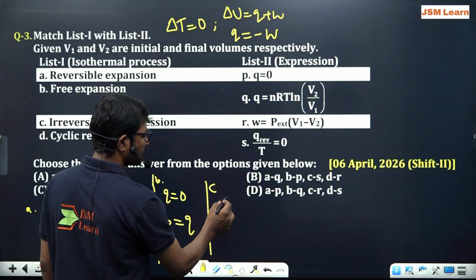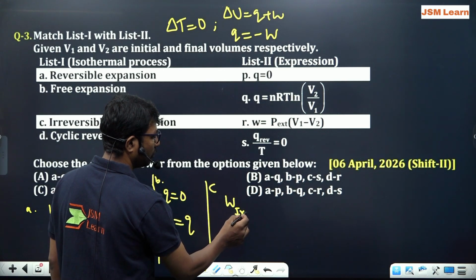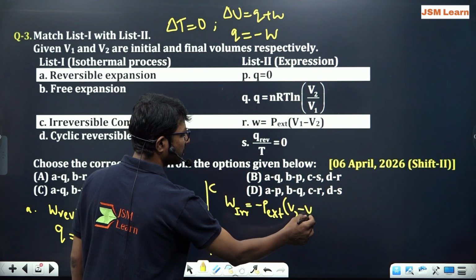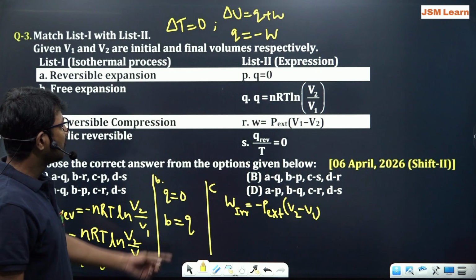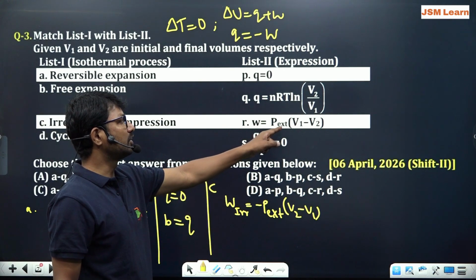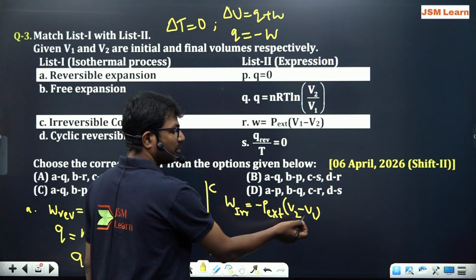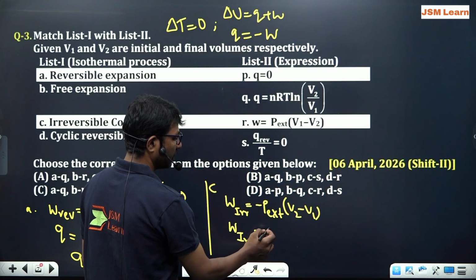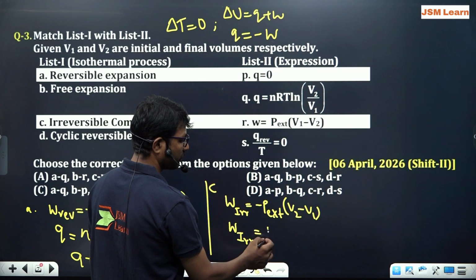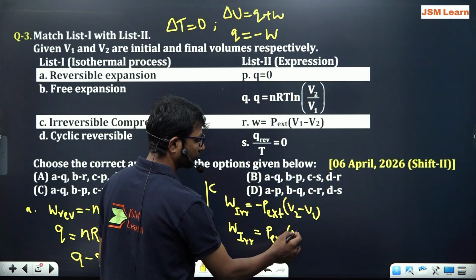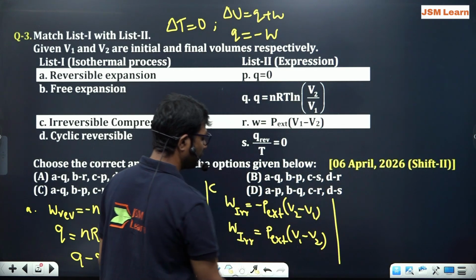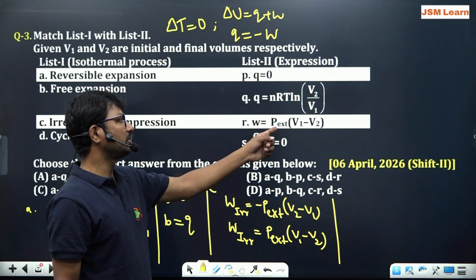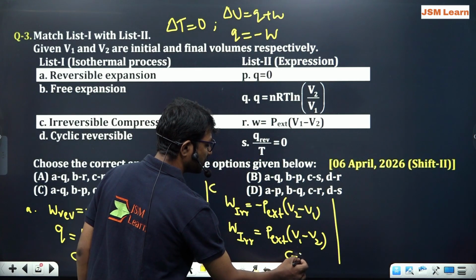Firstly, if you write the irreversible work done expression, W irreversible is equal to minus P external into V2 minus V1. Related to this expression is P external into V1 minus V2. Why? Because in the compression case, final volume is always lesser than initial volume. So if you take the minus common out, it comes as minus of minus, plus P external into V1 minus V2. That means C, irreversible compression, is matching with W equals P external into V1 minus V2. C is R, it is matching.